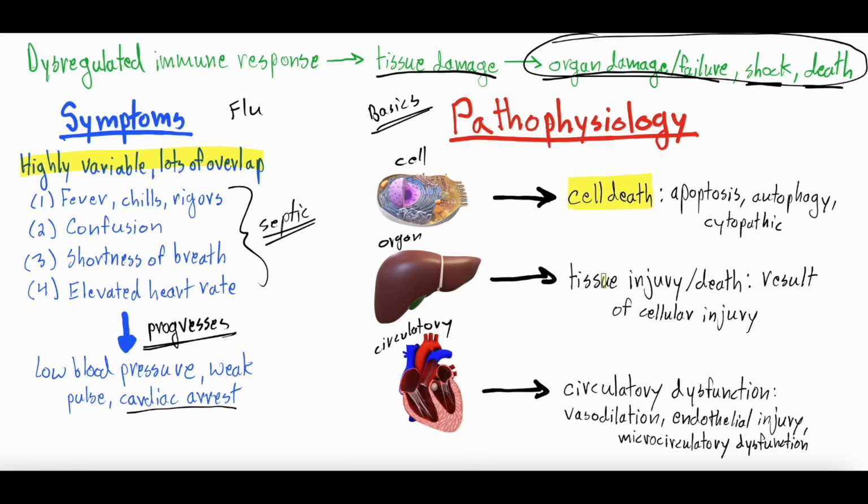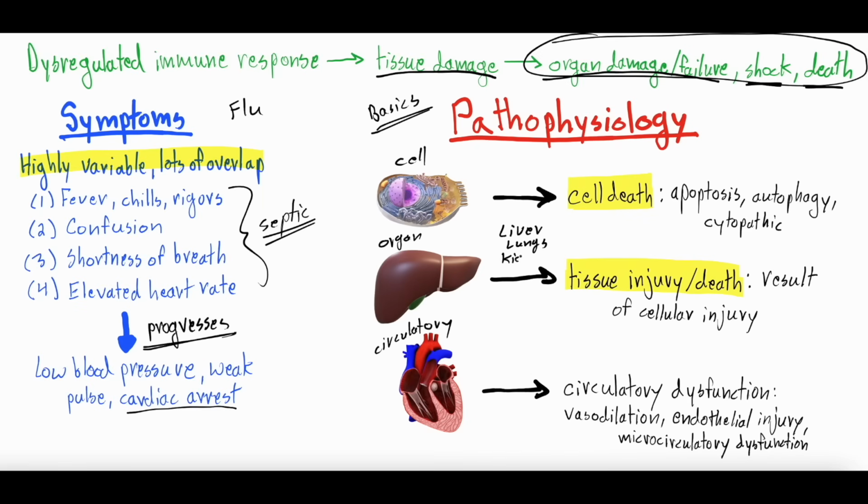When we start to get more and more cell death, it can lead to tissue injury and death. Our tissues at the end of the day are made up of cells, right? So if enough cells die or enough cells are injured, we can start to get some tissue injury. And this can result in organ failure, right? It can affect our liver. It can affect our lungs. It can affect our kidneys.